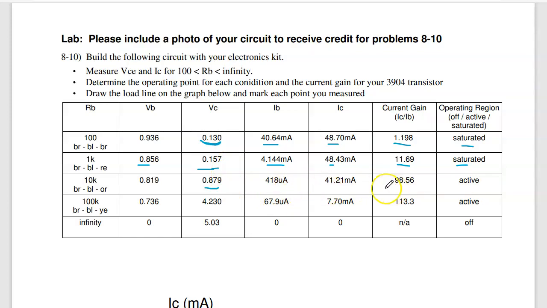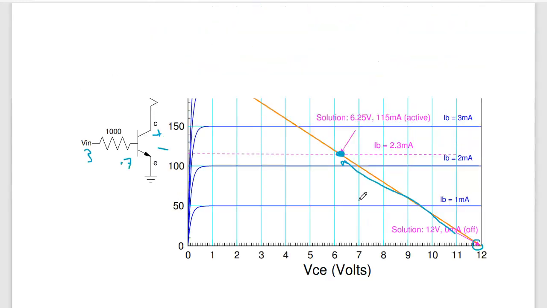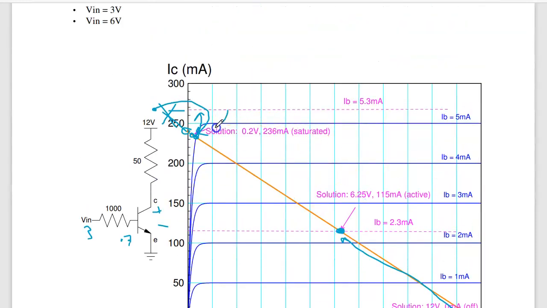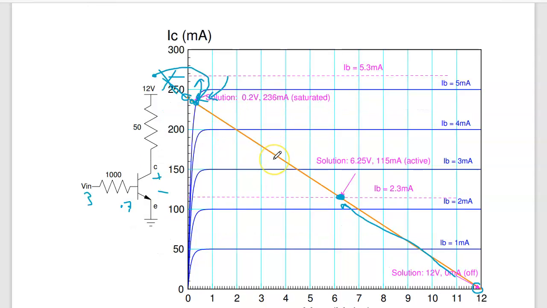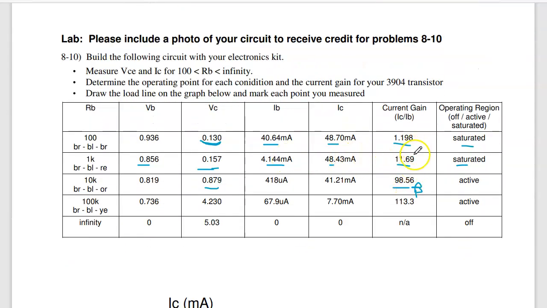Take the ratios, and that's actually my current gain beta. These aren't beta because I'm saturated. I lose gain. I go from this curve down. So if I was on this curve, I would have a gain of 100. When I come down, the gain is less than 100. So when you saturate, the gain is less than beta.